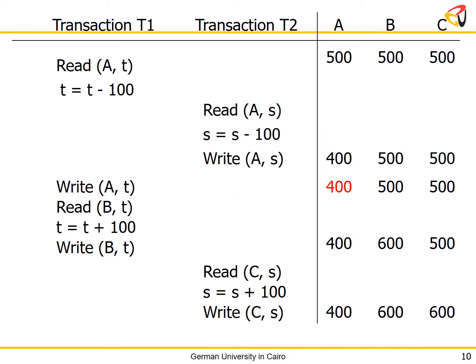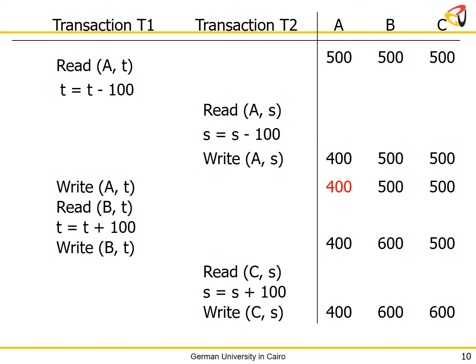Now, let's look at this overlap. Over here, what I'm going to do is I will start also T1. I will read A into T, subtract 100 from T. But before I have an opportunity to write T into A, a context switch happens. T2 starts, because the context switch happened from T1 to T2. I mean by context switch that T1 stops running and now we're running T2. So I will read A into S, subtract 100 and write back S into A.